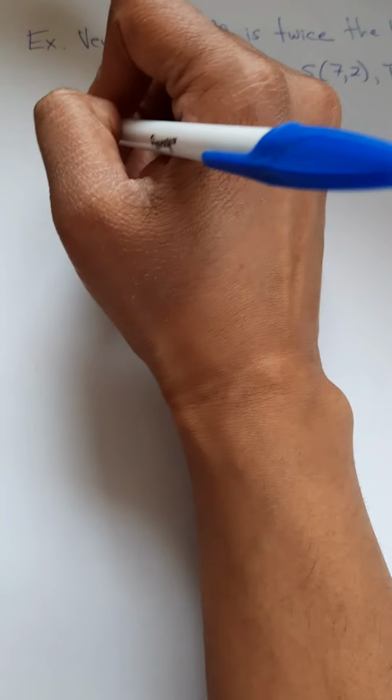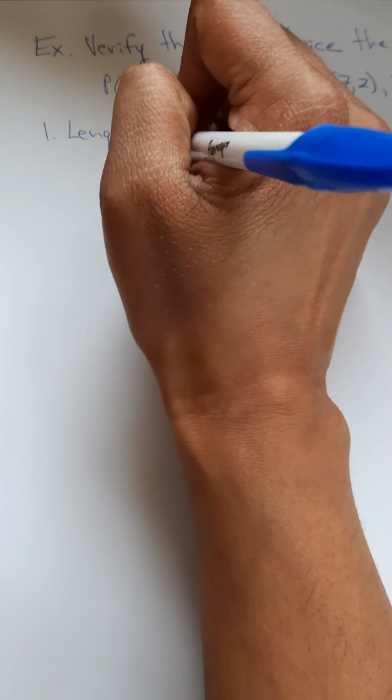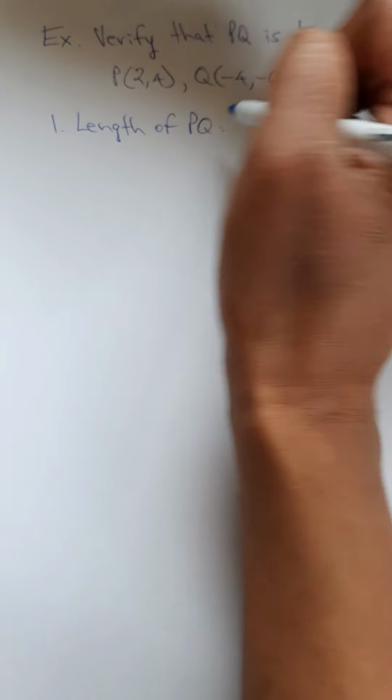All right. And then I'm going to give you the values for ST as well. S is 7 and 2, and I have T here, which is 4 and negative 3. And I will show you a diagram. It is in the textbook here. We're verifying that PQ is twice the length of ST. So let's do the length here. So I'm going to put length of PQ.